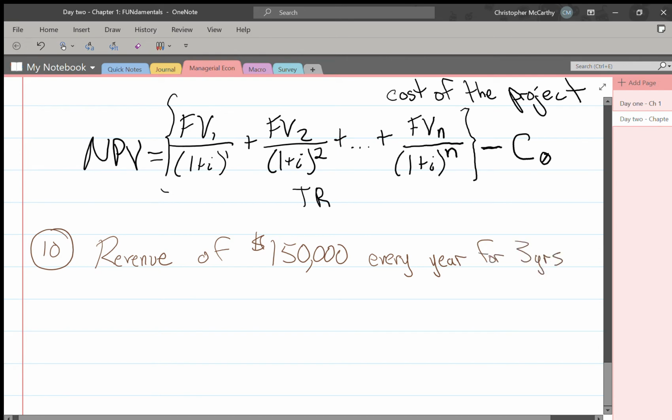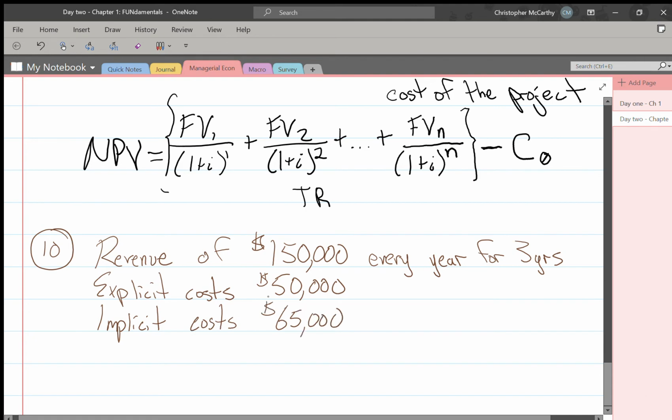We've got explicit costs. They just tell us what the explicit costs are here. It's $50,000. And then we've got implicit costs of $65,000. Everything is received, all of the costs are due at the end of each year. We're told that we have an interest rate of 7%.